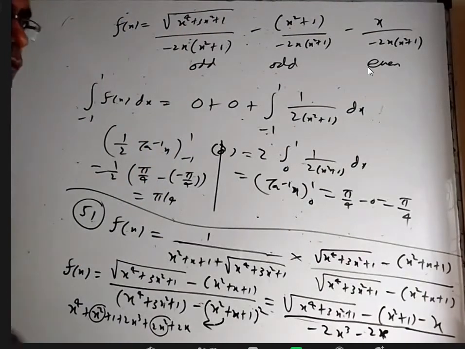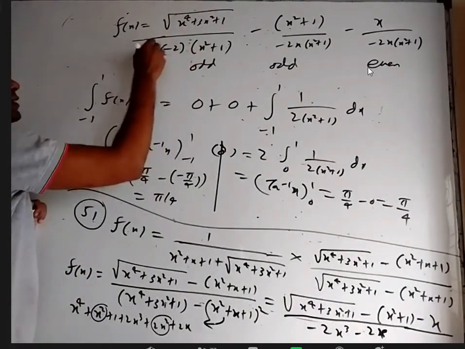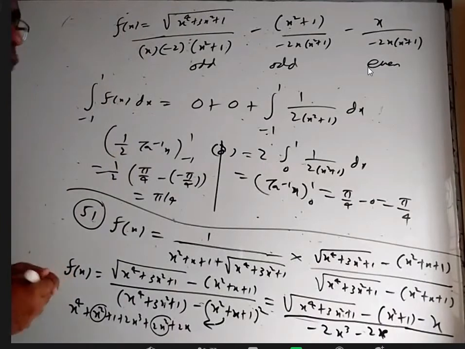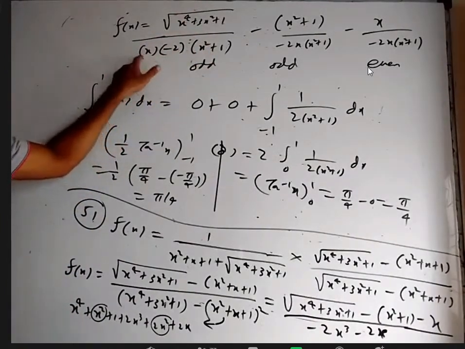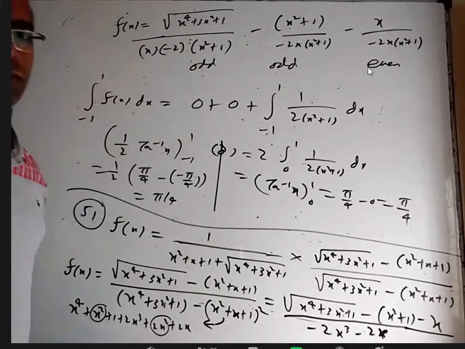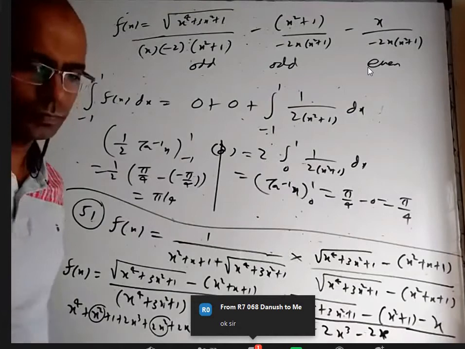Okay. You can do one thing, write this minus 2 separate, another x separate. If you replace x with minus x, no change here, no change here, no change here. But here minus x will come, that minus will be negative of the original function. Is it okay, Dhanush? Okay. All right.